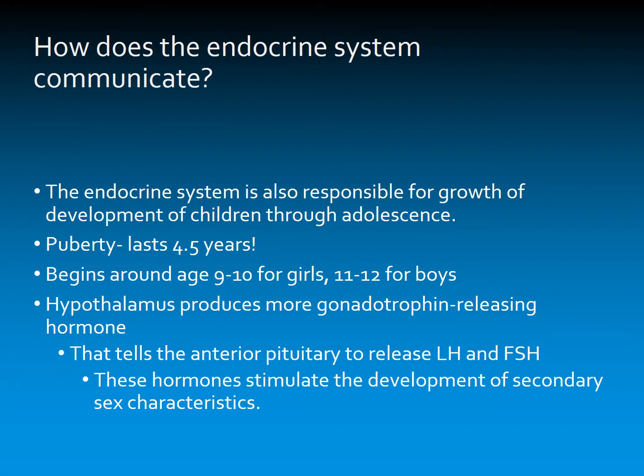So the endocrine system communicates via negative feedback loops. What happens is the endocrine gland gets a message from the target cell that they have an adequate amount of hormone and that they don't need any more. Thus, the continued release of that hormone stops.